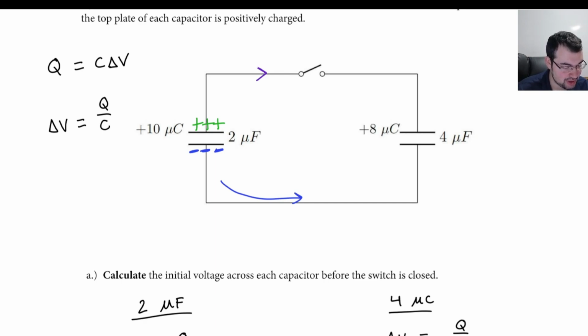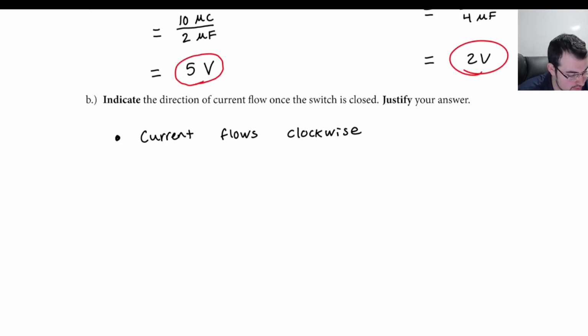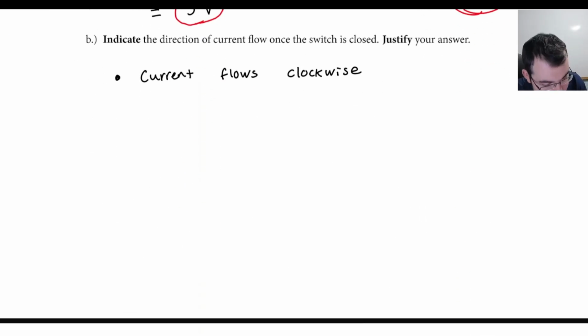But wait, doesn't that seem like an issue? Because we just said the current is clockwise. This definitely isn't clockwise. Well, now we have to remember it's conventional current. So yes, the electrons would be going to the right on the bottom, but the conventional current is still going to be clockwise because conventional current is which way positives are moving. So if negatives are moving right, positives would move left. So no issue, actually.